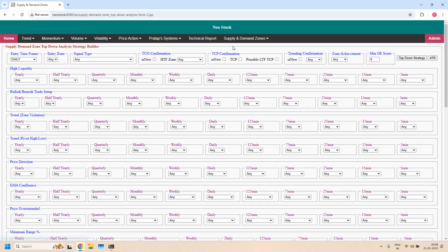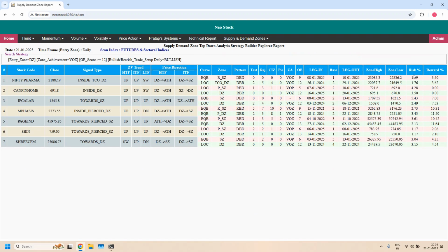Next we will generate bullish and bearish trade setups, monthly, weekly and daily income trades. So bullish trade setup for monthly income trade, entry time frame daily, entry is on demand zone, bullish or bearish trade setup at daily. I am selecting bullish. And zone achievement, violated opposing zone, minimum order enhancer score 12. Let's filter. We got 7 stocks currently supporting bullish trade setup for monthly income trade.